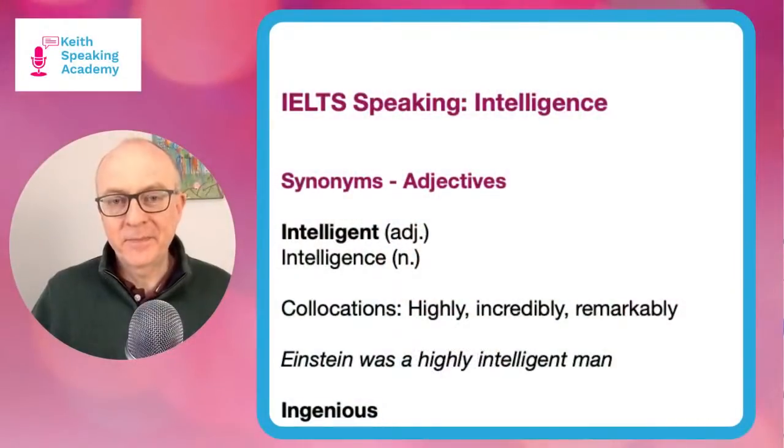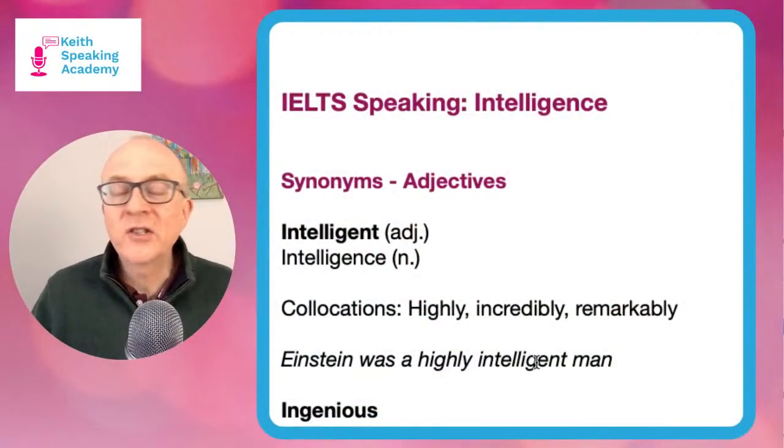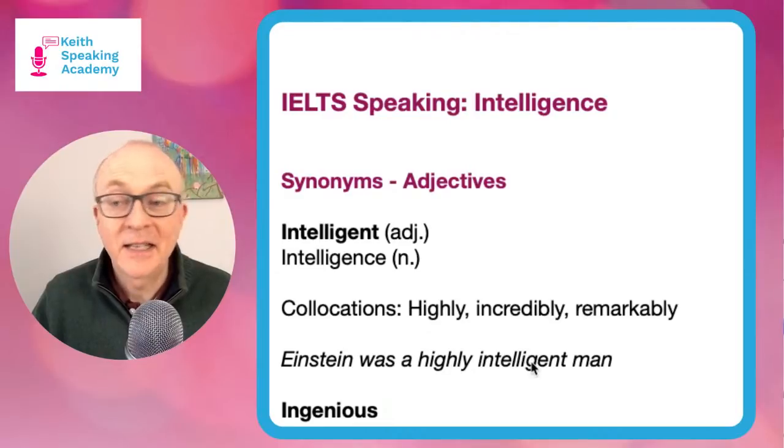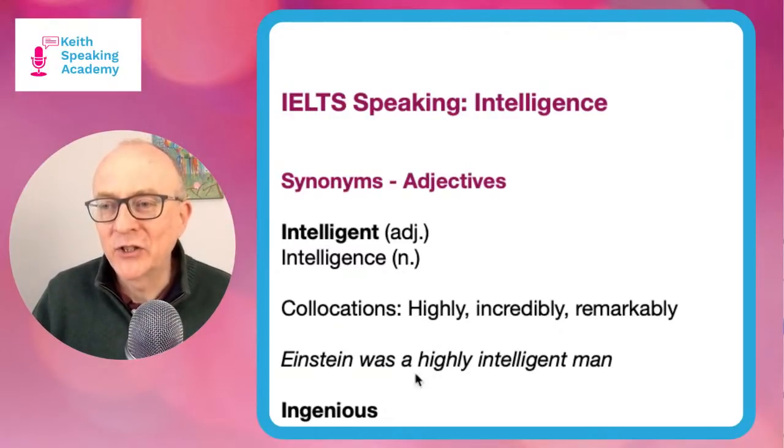Highly intelligent. Incredibly intelligent. That's the way to practice. And then when you're speaking in a sentence, it will sound so much better, right? So that's intelligent. Einstein was a highly intelligent man. That's true. Notice it's "a" because of the H. A highly intelligent man. He was, wasn't he? Remarkably intelligent.